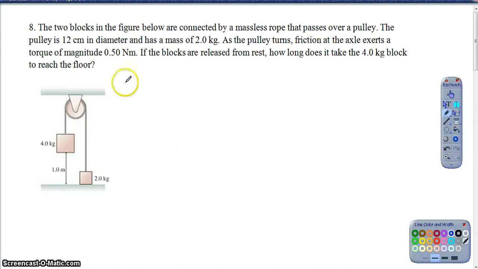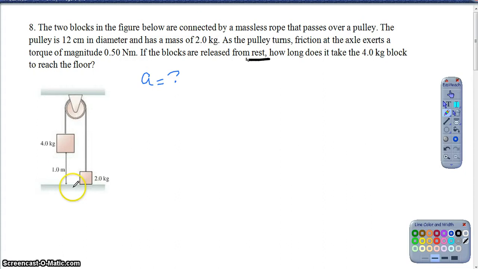But anyway, the key to this question, they're asking after the release, how long does it take to reach the floor? Well, they give us the height. We know that it starts from rest, so we've got the initial velocity as well. So the key here obviously then hopefully jumps out as, hey, we need kinematics. And in order to do kinematics, I have to find the acceleration. Well, to find the acceleration, I have to do the acceleration of the system.